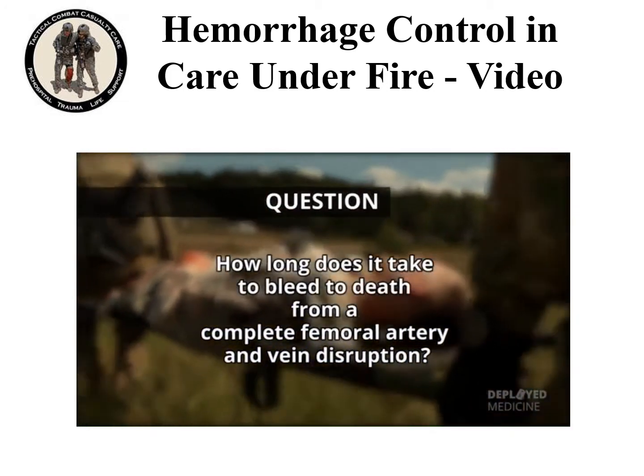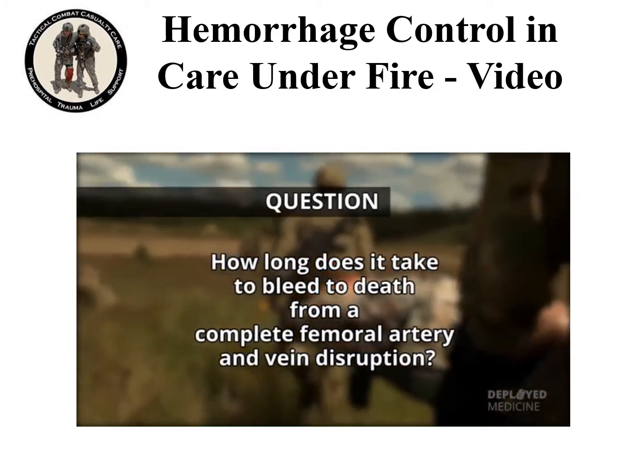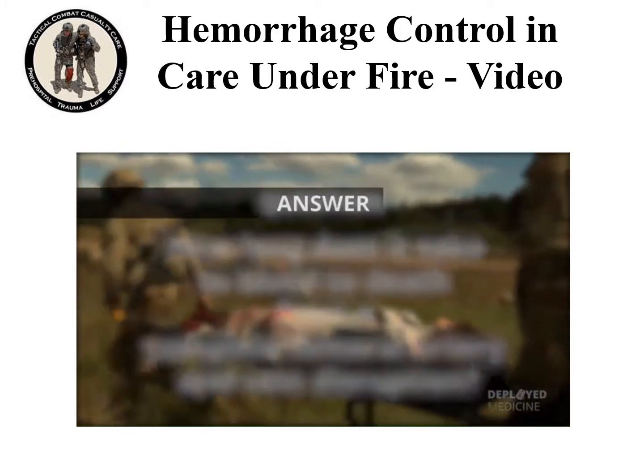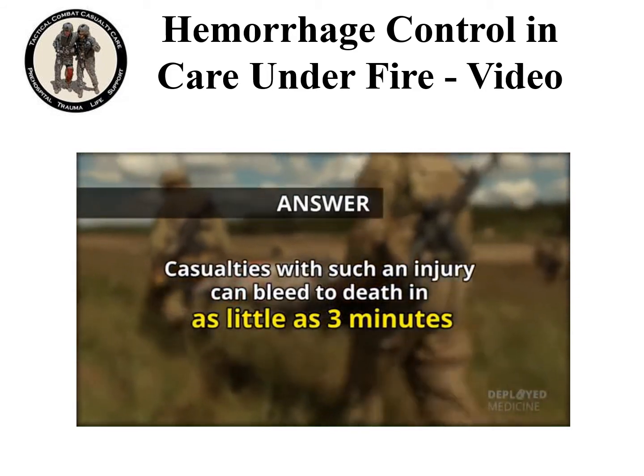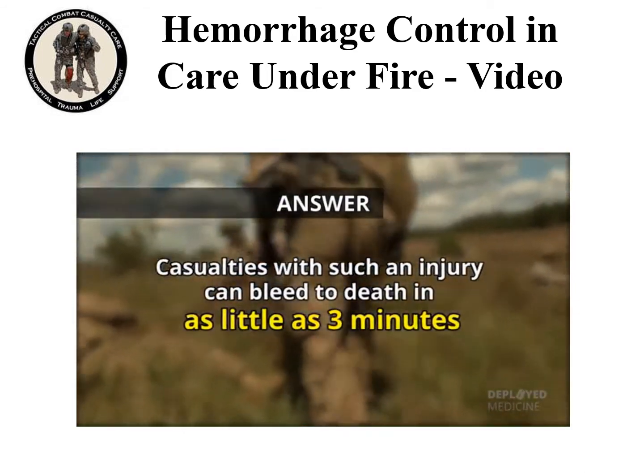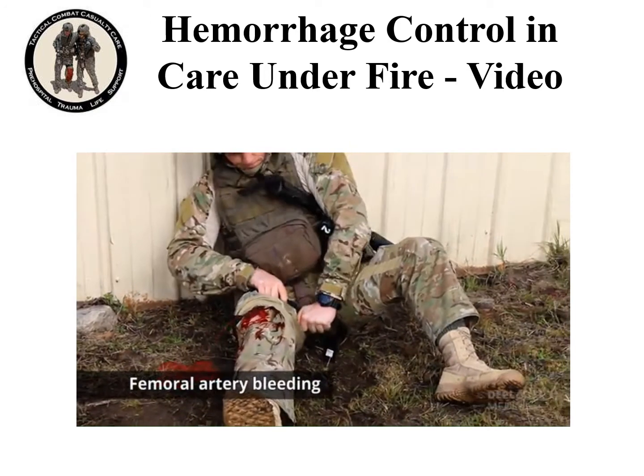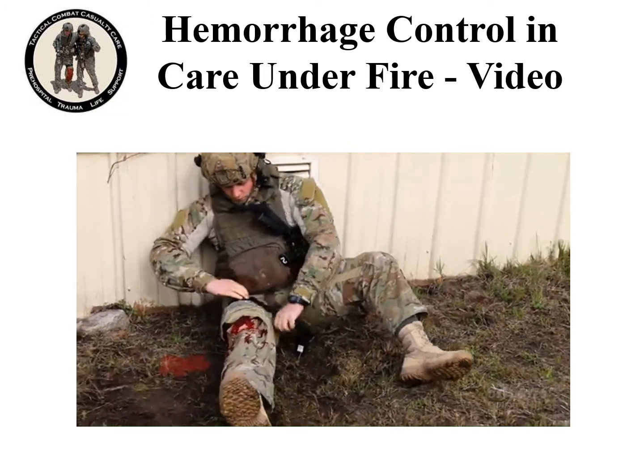How long does it take to bleed to death from a complete femoral artery and vein disruption? Casualties with such an injury can bleed to death in as little as 3 minutes. This is a femoral artery bleeding. It does not take long to die from this.